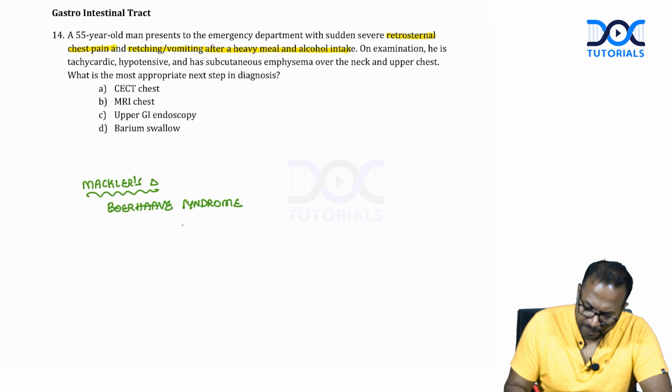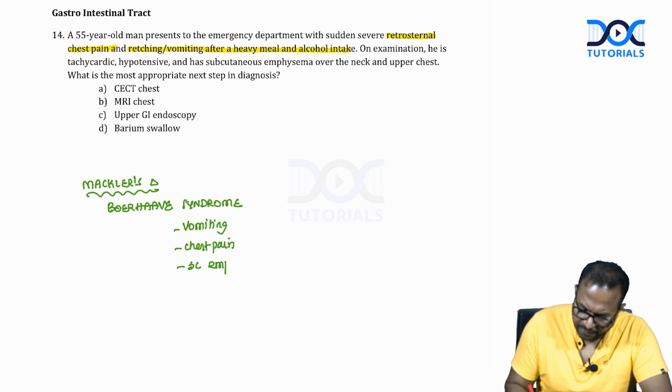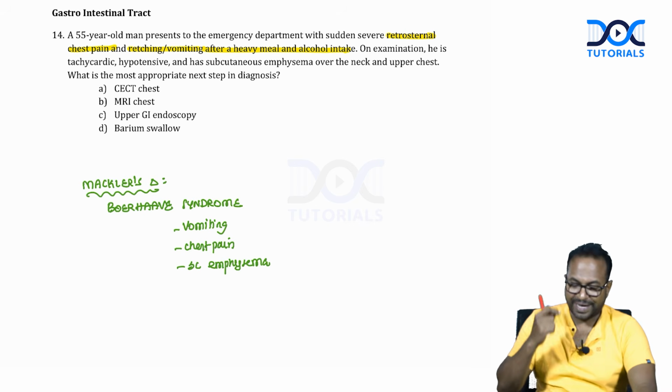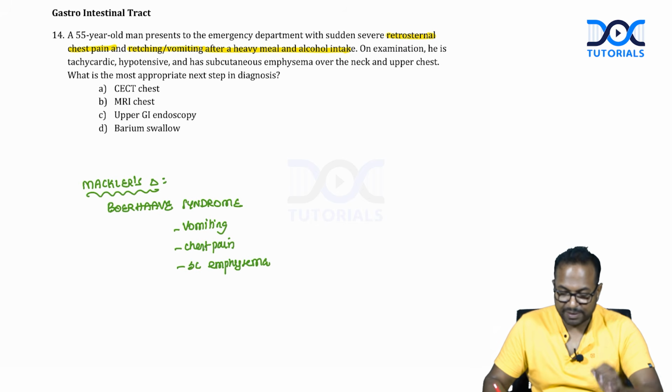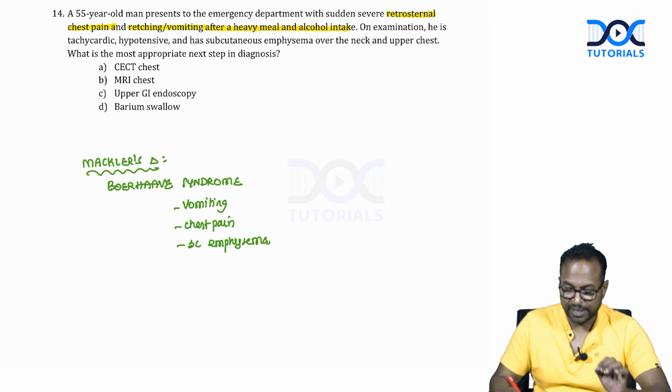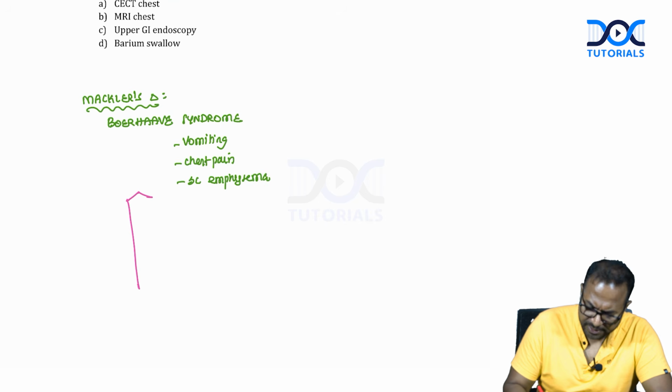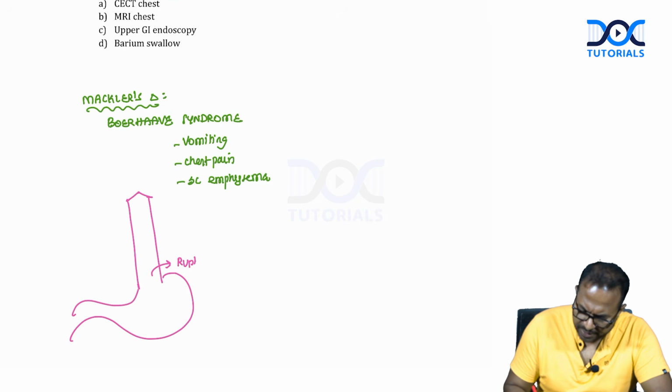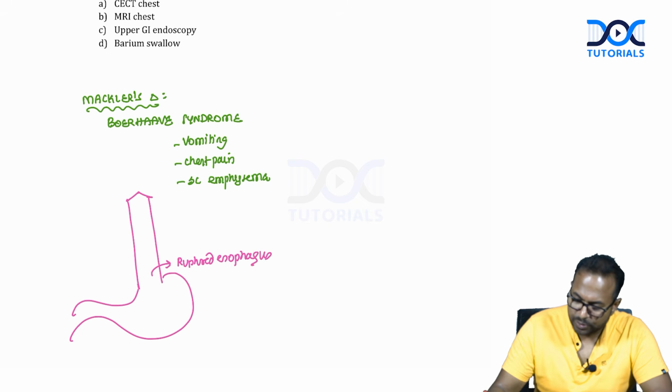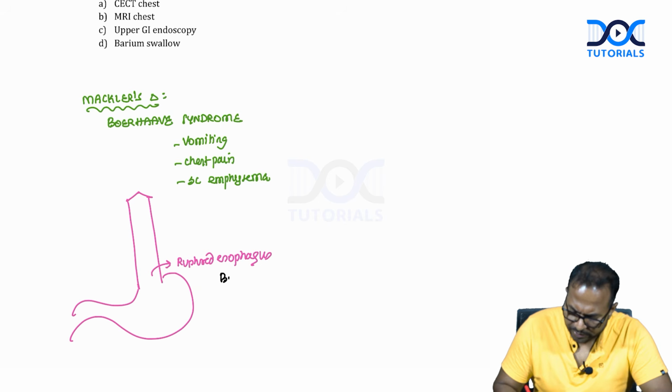In Boerhaave syndrome, there will be vomiting followed by chest pain, followed by subcutaneous emphysema. That is Mackler's triad. So Boerhaave syndrome is characterized by vomiting, chest pain, subcutaneous emphysema, and these patients have a rupture of the esophagus in the lower end like this. So they have a ruptured esophagus in the lower end. That is causing this Boerhaave syndrome. So this is an emergency called Boerhaave syndrome.